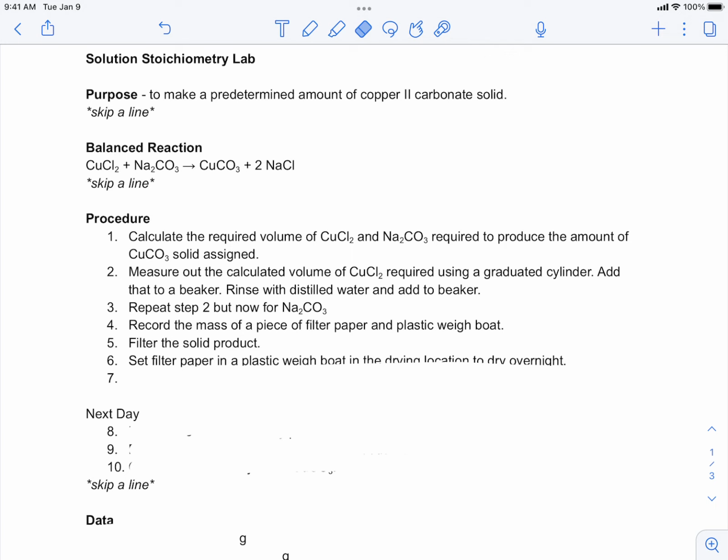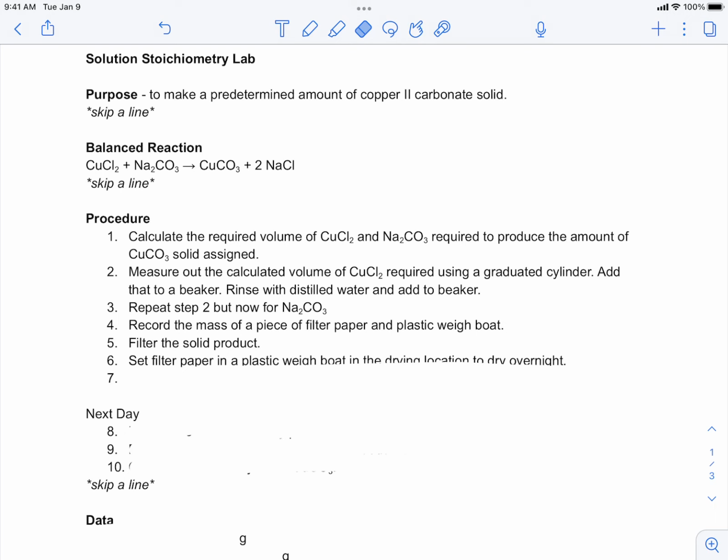You're going to filter the product. You're actually going to mix the two of the things together, and you're going to wait for the solid to form and stir it around a little bit. So we make sure that we get the entire reaction to happen for step number 5, and I'll show you how to filter it in just a moment. Later when I see you next.